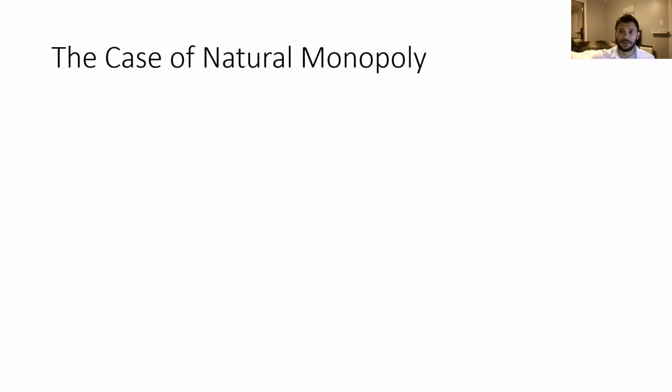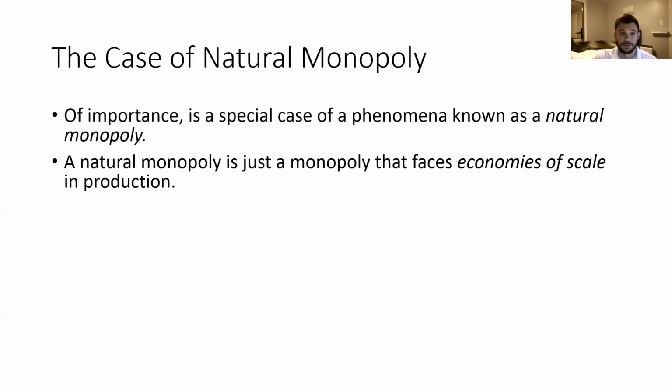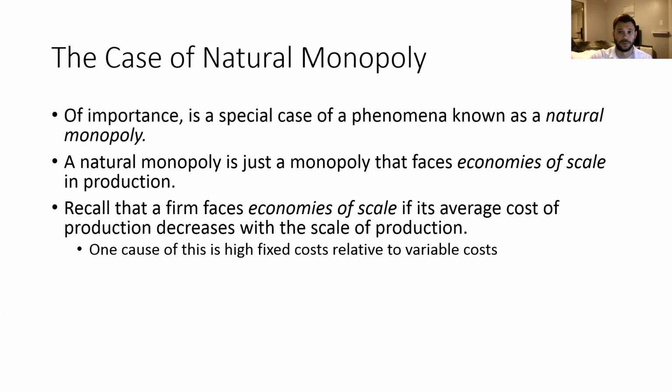And what a natural monopoly basically is, is a combination of two things. It's a combination of our monopoly model, and then we're going to introduce an element of technological complexity to the model, and that is we're going to introduce economies of scale in production. So we're going to basically be dealing with a monopolist that's facing a downward sloping average cost curve.